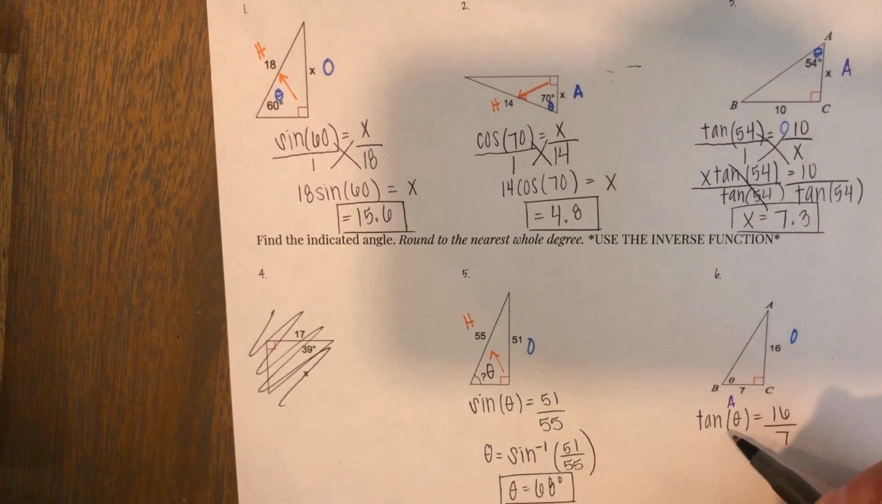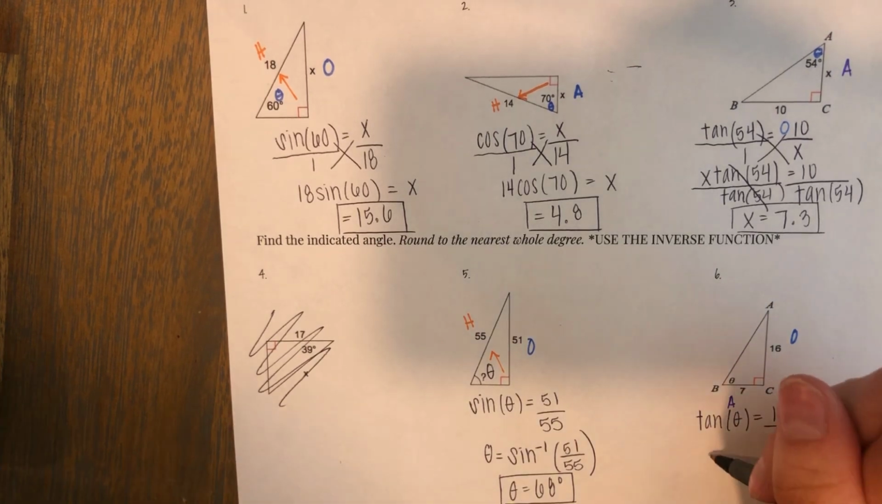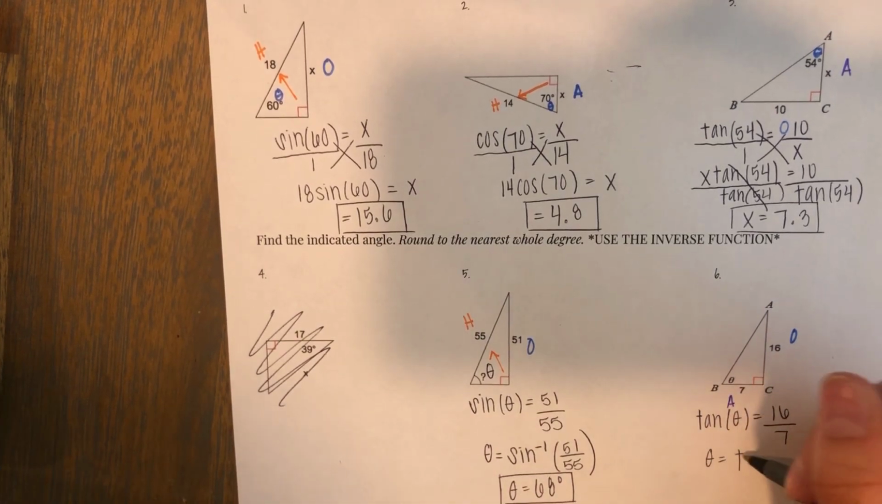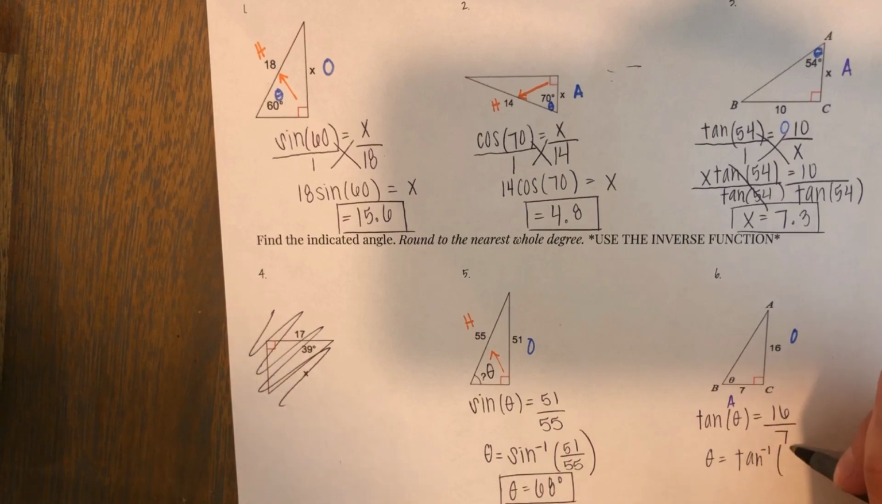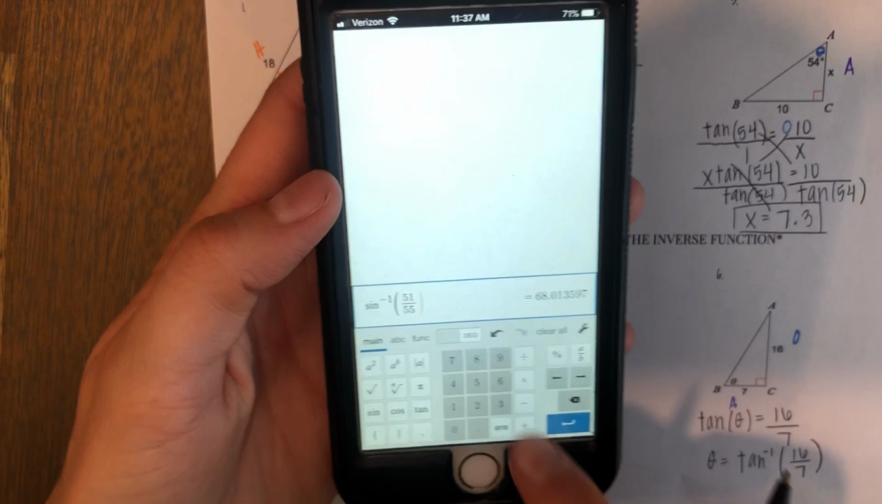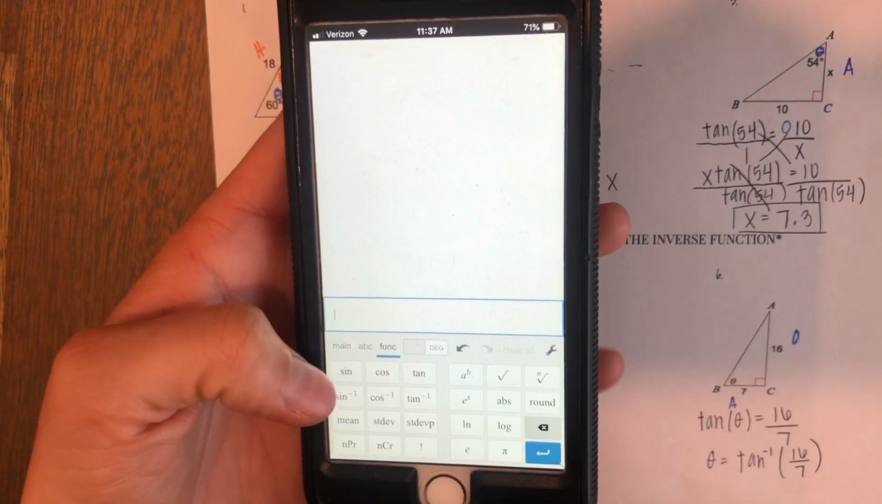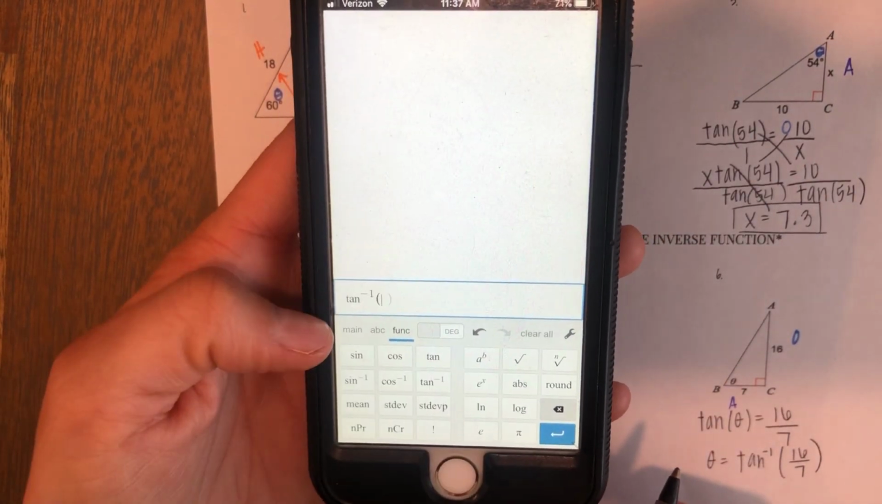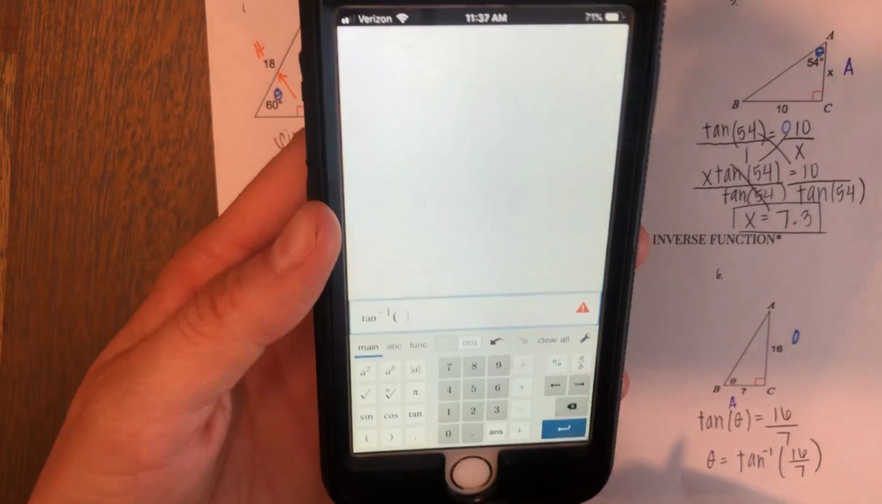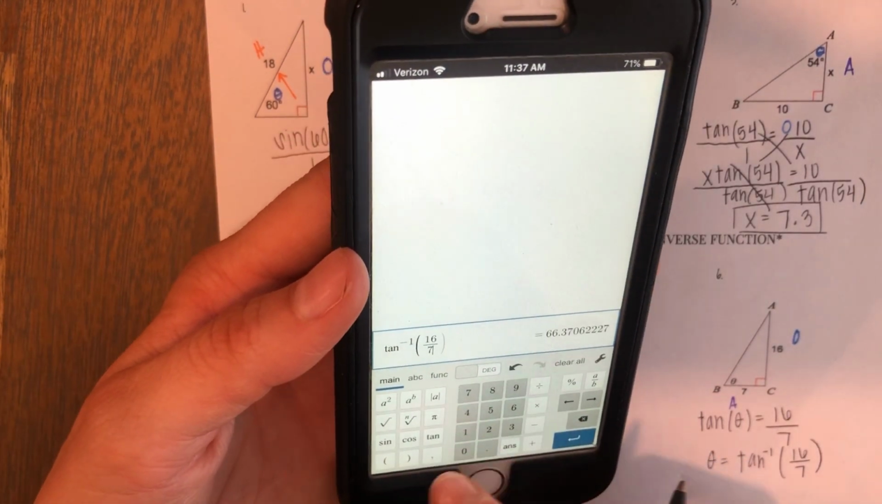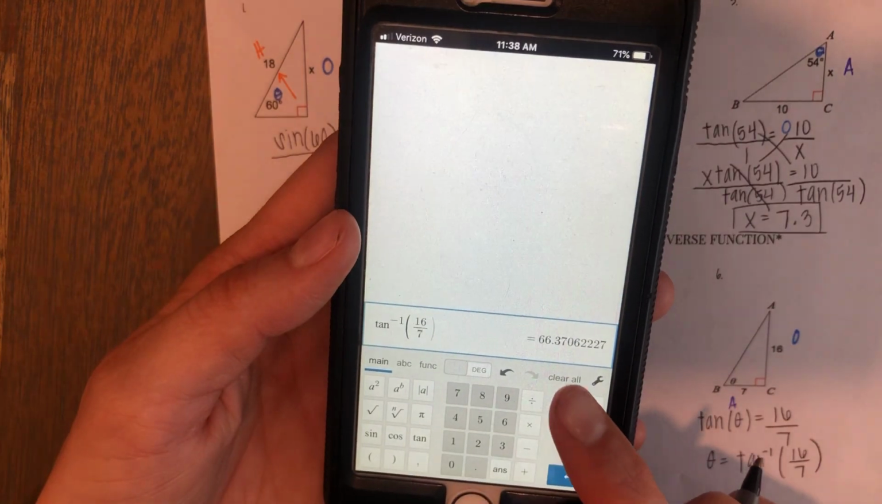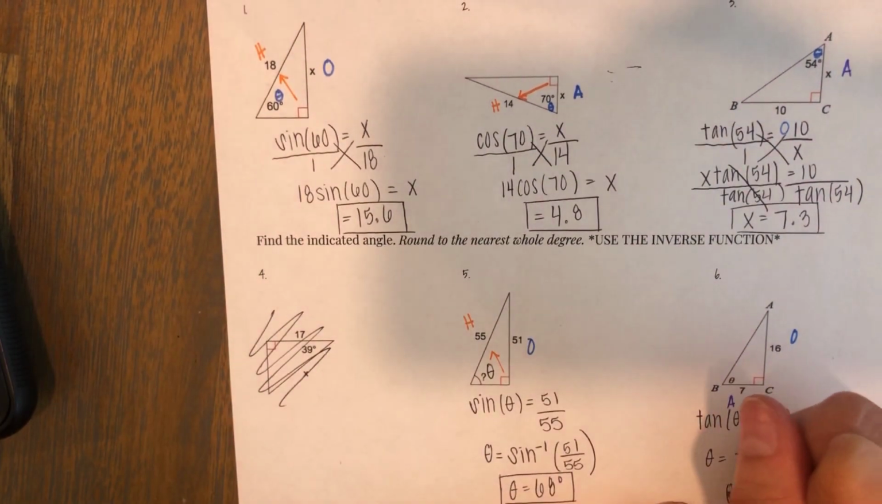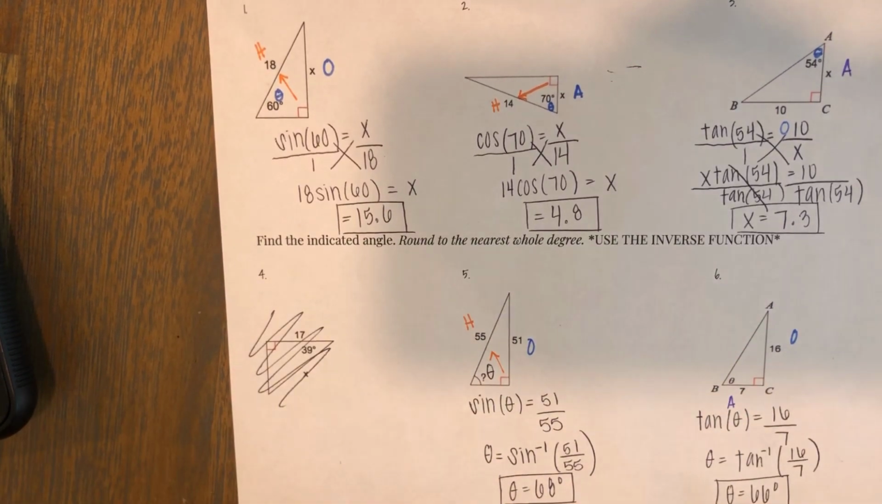And then again, since we're looking for theta, you have to do the opposite of tangent, which is the tangent inverse. So tangent inverse, 16 over 7, and then just type that in. So you have to go to function, press tangent inverse, and then go back to main, 16 divided by 7, and nearest whole degree would be 66 degrees. So that would be what theta is.